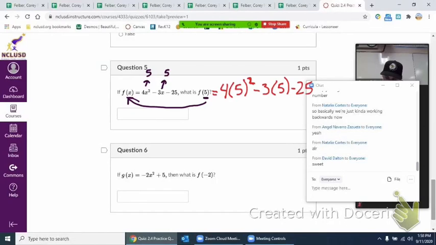All right, now this is the part. Everyone was okay with that in my other classes, just plugging it in for the x. But the next part is what got people. I think what people did here is they multiplied the 4 and the 5, and then they squared it. Okay, remember PEMDAS.